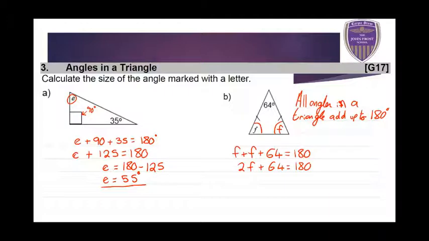We need to get rid of the 64, so 2F equals 180, take away 64. So 180 take away 64 is 116. Okay, so 2 times something is 116. Or another way of saying that is, what is 116 divided by 2? So F equals 116 divided by 2, that is 58 degrees, okay? So that's angle F. So if you didn't get those questions, pause the video, and copy down the notes on the side as well, please.